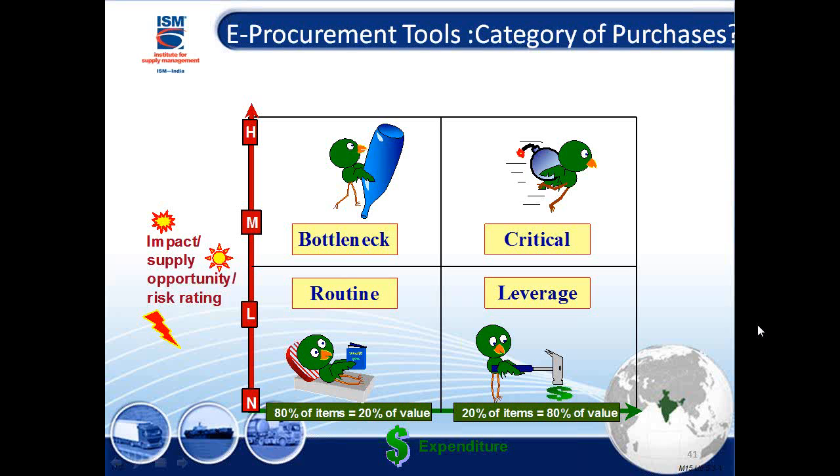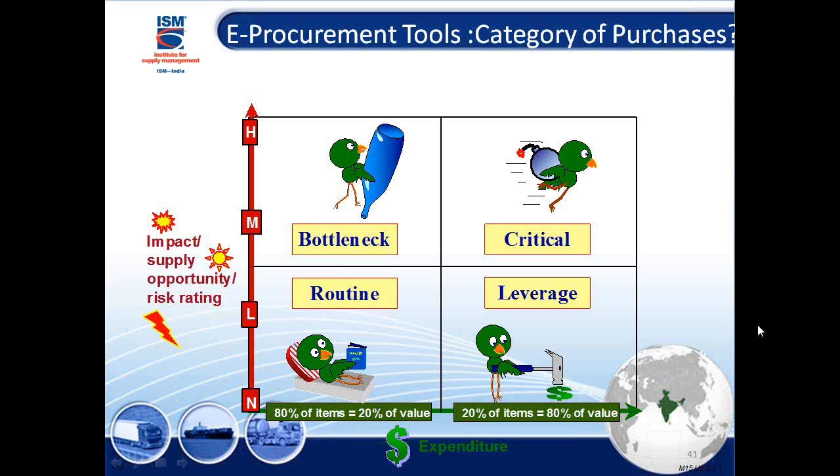Then you see the critical one. Critical means high values, but risk is also very high. In those situations, the critical item, I have to build up a different partnership. My methodology of dealing with supply has to be totally different.